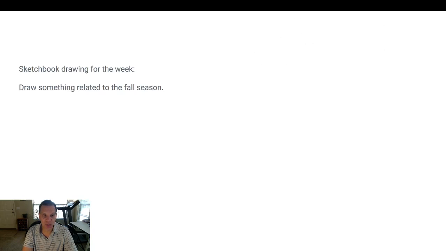Finally, the sketchbook assignment for this week is to draw something related to the fall season. This can be anything fall related, something that makes you think of the fall season. And that's the sketchbook drawing for the week.